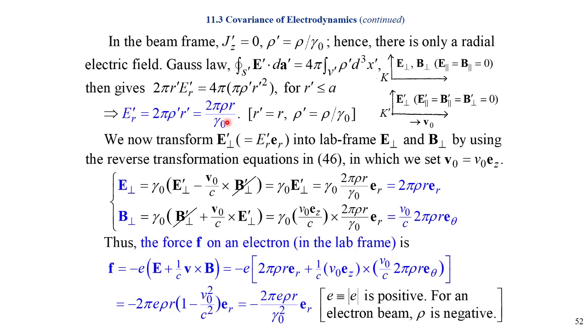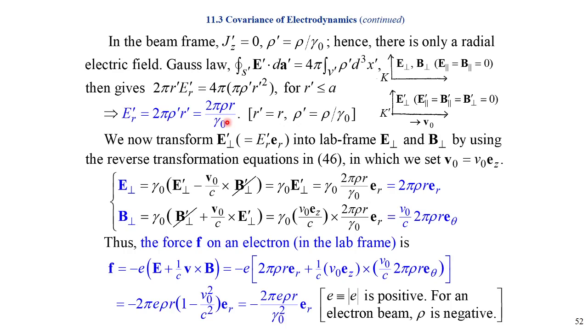Because this is Gaussian unit. We talked about Gaussian unit last time. If you don't understand, just go back to Jackson or go back to the end of last semester, last course. Okay, that's it. We now transform. We have an electric field, and in this case, no magnetic field because in the beam frame, everything is at rest.